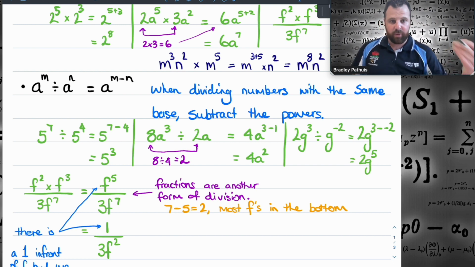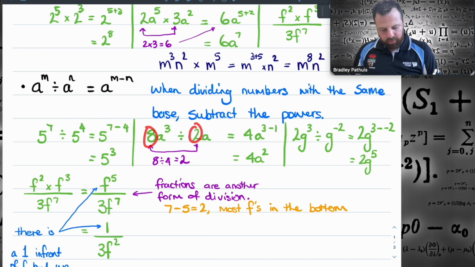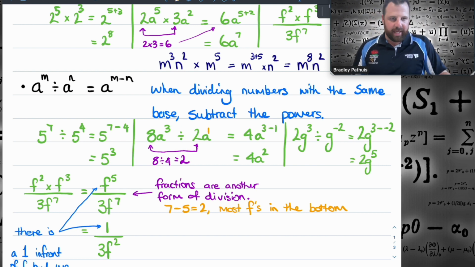If I mix it up and include numbers and pronumerals, I do 8 divided by 2, which gives me 4, and then whatever has the same base, I do that subtraction. Remembering that this a has no power written there, we know it's actually a to the power of 1. So we get 3 minus 1.